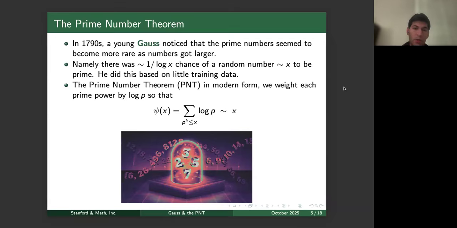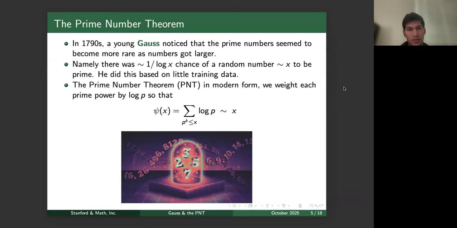And so the total number of primes were thinning out, but they were doing so at maybe a slow rate, this logarithmic rate. And you know, for the 1790s, there wasn't much data one could collect. So really, you might say in today's modern lingo that he did this with very little training data as a human neural network.